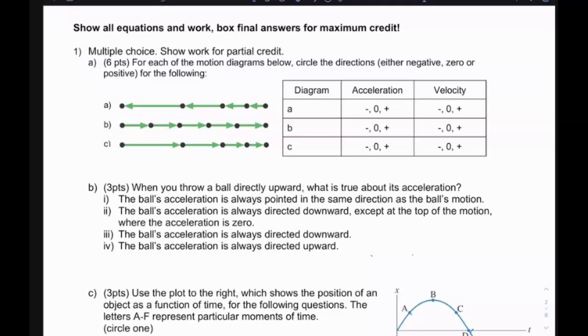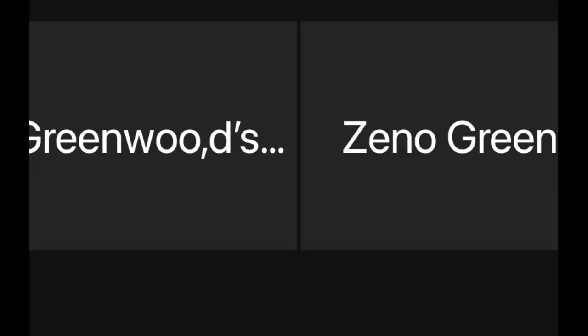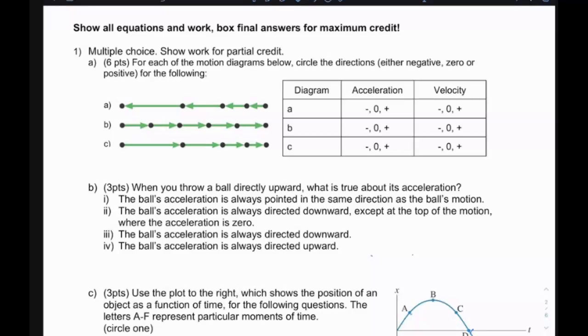In this video, I'll go over the first problem in Exam 1. Question 1 is our multiple choice questions. You must show work for partial credit. In Part A, for each of the motion diagrams below, circle the directions, either negative, 0, or positive, for the following.